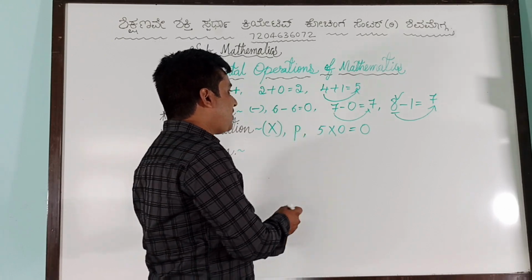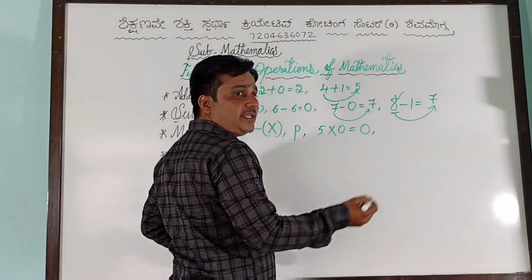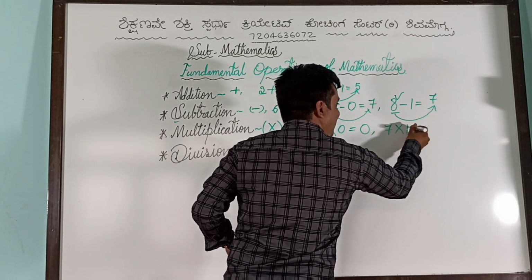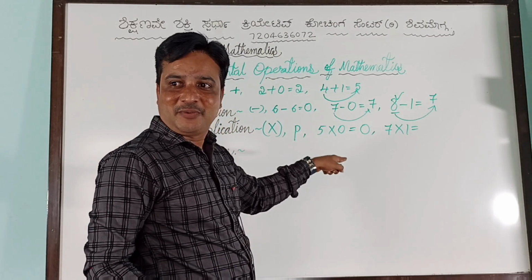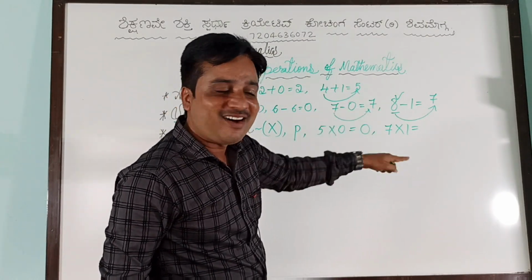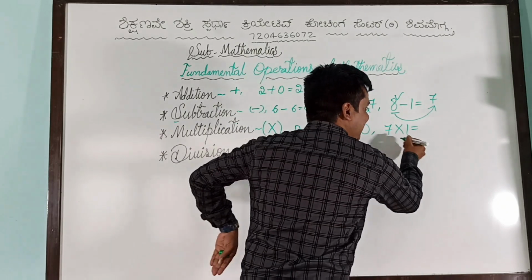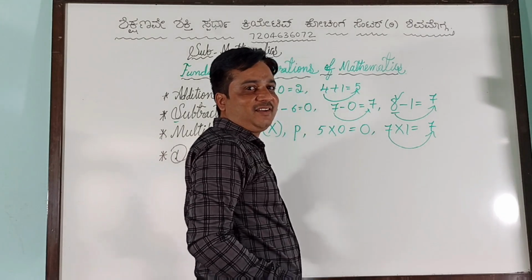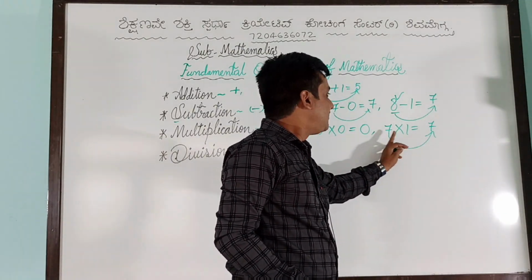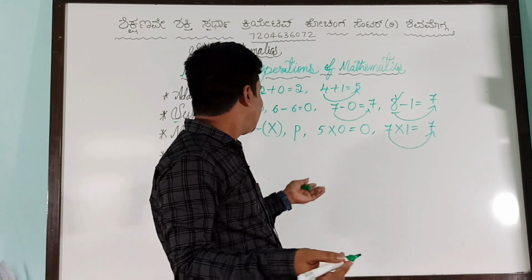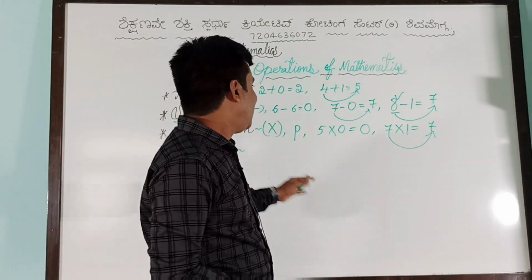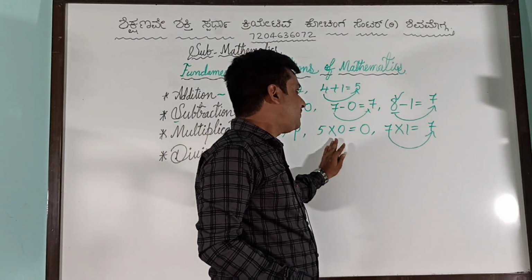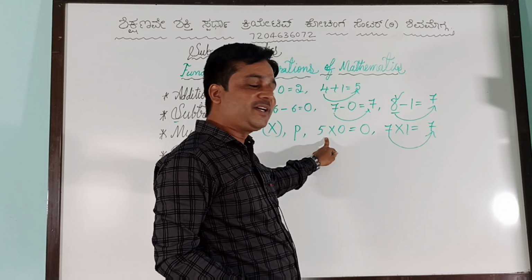Okay, next, the second property in multiplication. Any number, for example 7, multiplied by 1, the product will be what? The same number or the number itself. Here see, 7 ones are 7. We know that from tables. While we are making multiplication, we are using the tables, right?